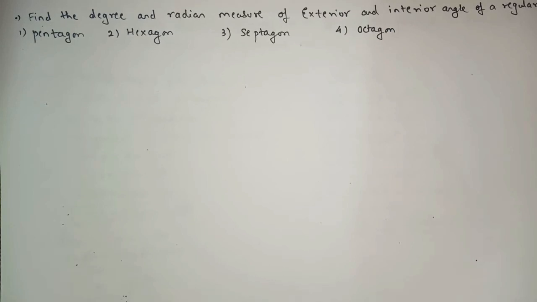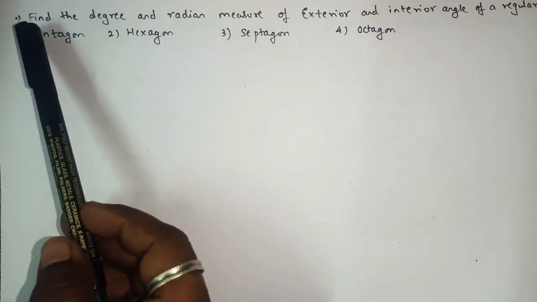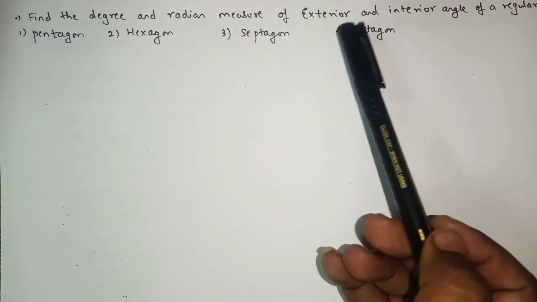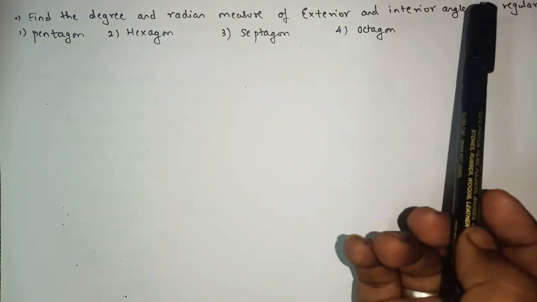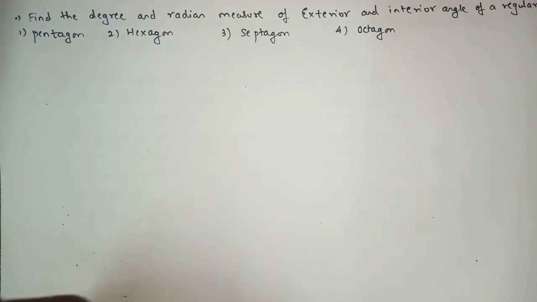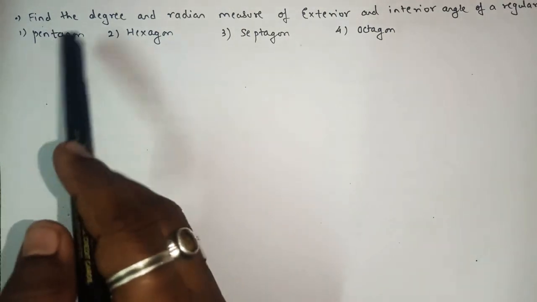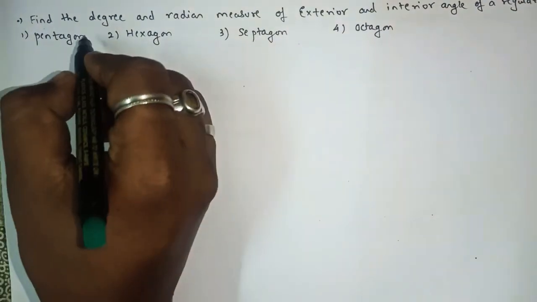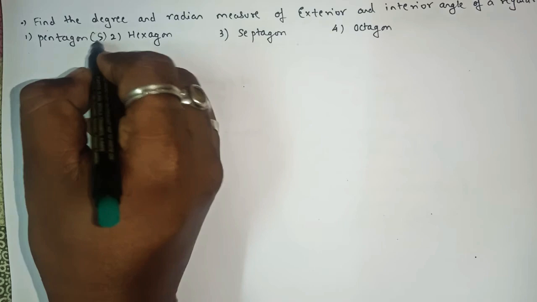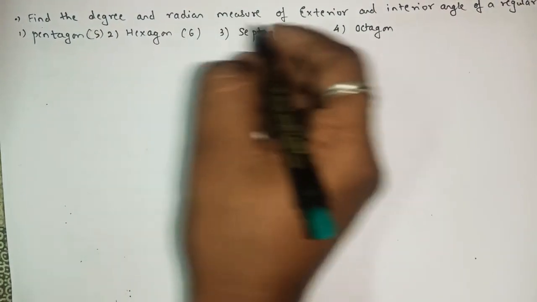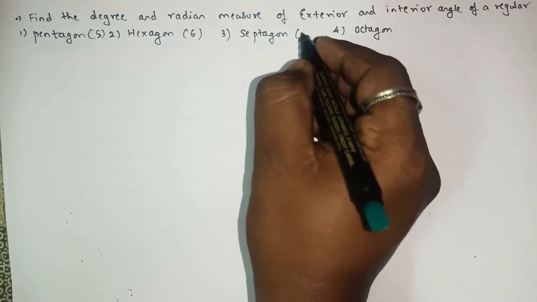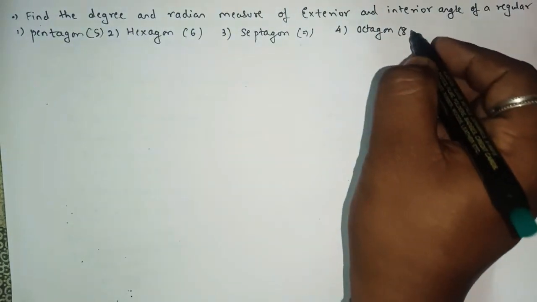So here we have some examples based on how to find the degree and radian measure of exterior and interior angles of regular polygons. So the first one, here we have the pentagon. Pentagon means having five sides, yes or no? Hexagon means having six sides. Septagon means what? Seven. And octagon means what? Eight.